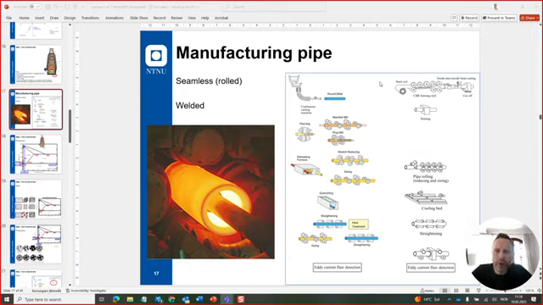Now, there is a third type that we can quickly mention. It's called line pipe. Line pipe would be pipes that are used for transporting oil and gas over long distances. Pipelines. And typically how these are made is welded, of course, like the process on the right, where there originally was a coil and then welded.